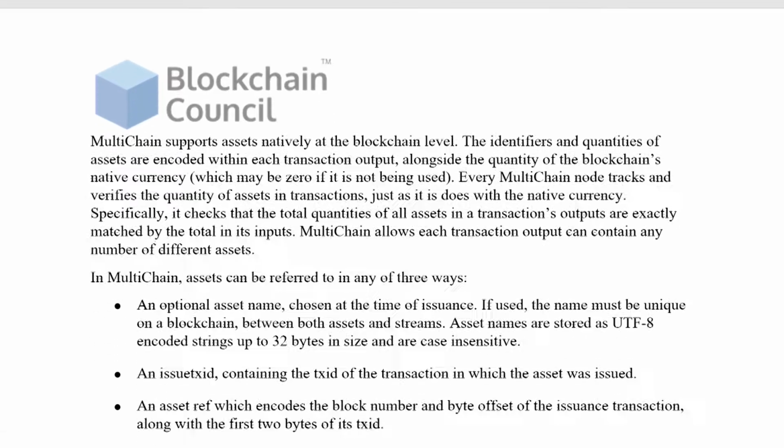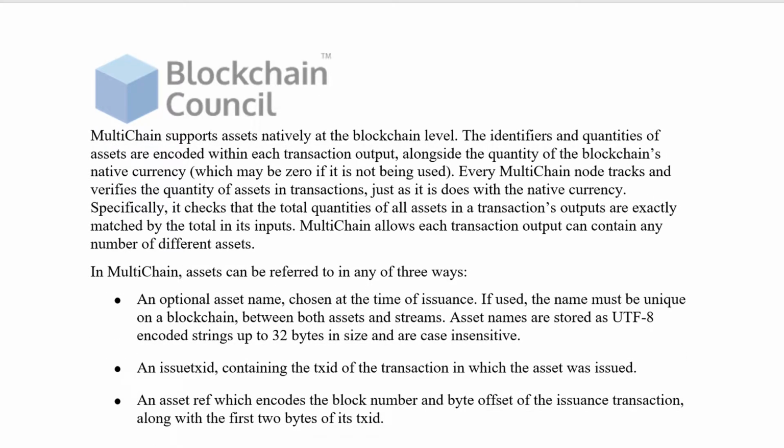As mentioned on the multi-chain website, multi-chain supports assets natively at the blockchain level. The identifiers and the quantities of the assets are encoded within each transaction output, alongside the quantity of the blockchain's native currency, which may be 0 if it is not being used. In simpler words, it means that whenever the inputs are fed, they are actually encoded. Each transaction has input as well as outputs, so whenever assets are shown in the outputs, they are properly encoded.